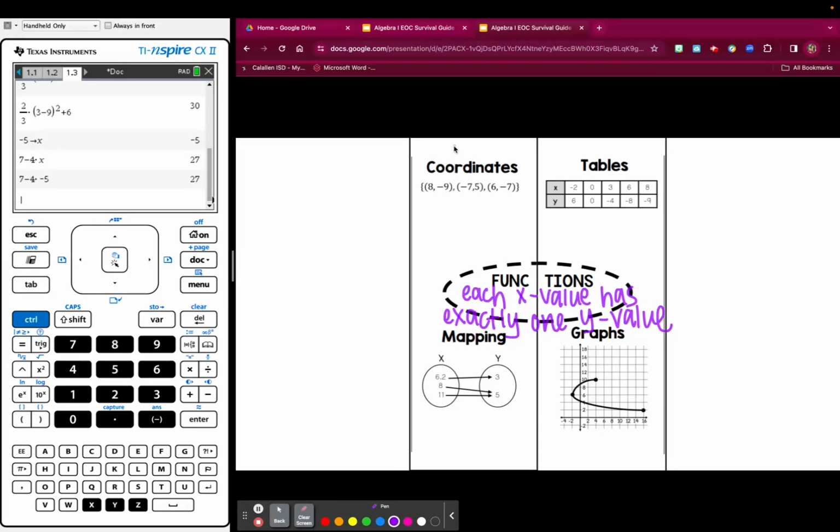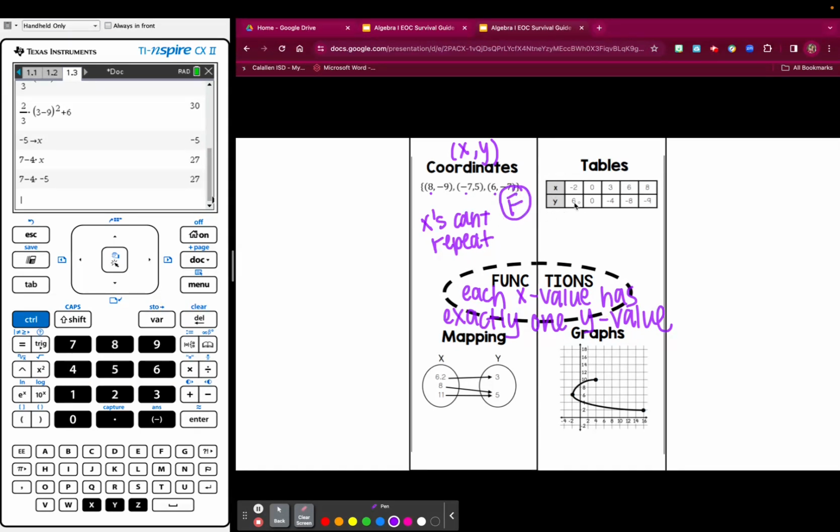So remember that each coordinate has an x and y value. So basically, when I'm determining if a representation is a function or not, that just means that x's can't repeat. So when I look at my representation here, my set of ordered pairs, I'm looking at my x values. We have 8, -7, and 6. None of my x values repeat, so that means that this is a function.